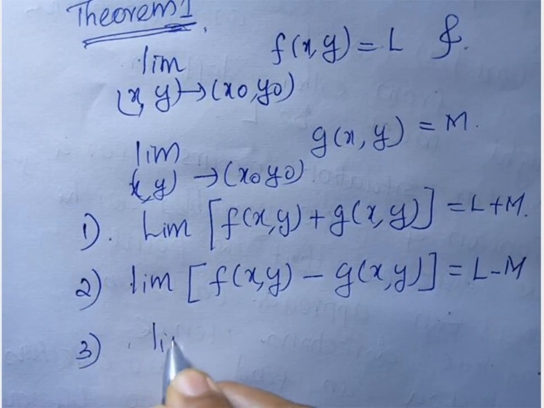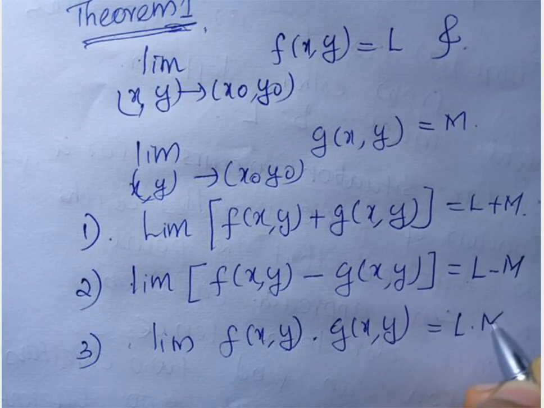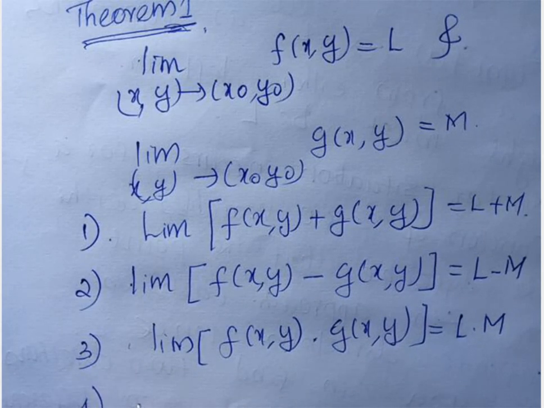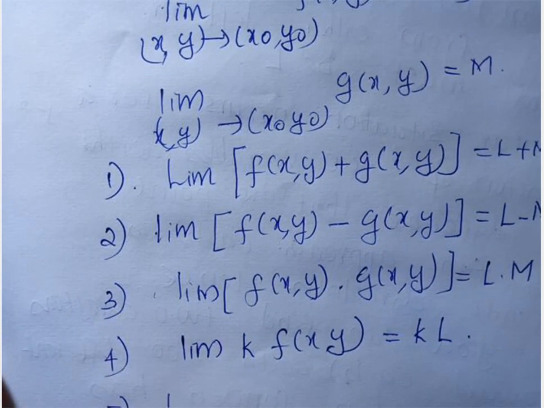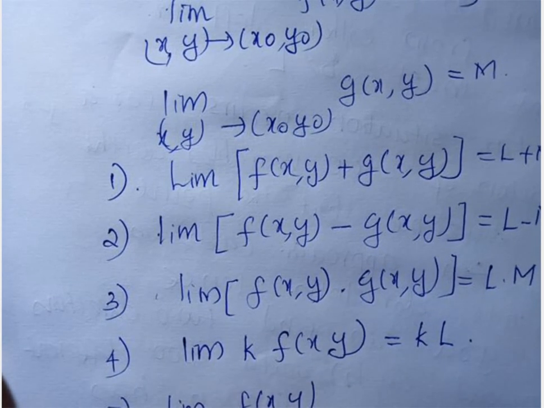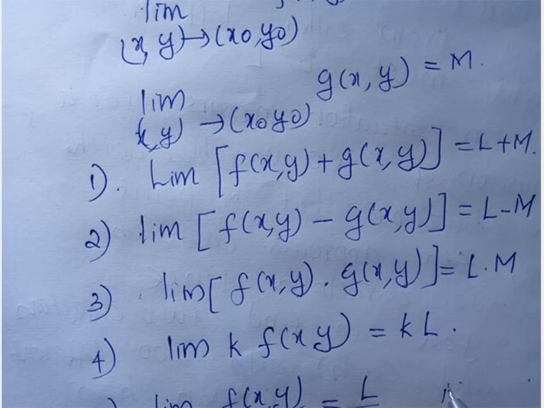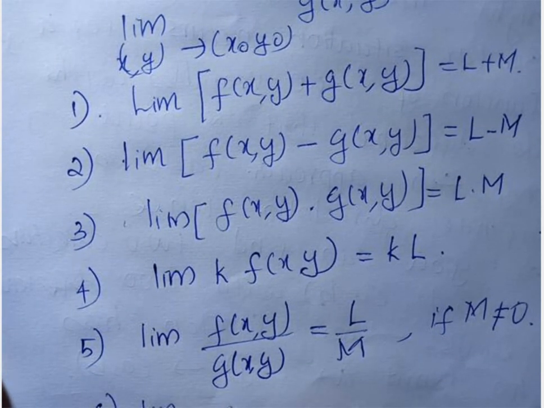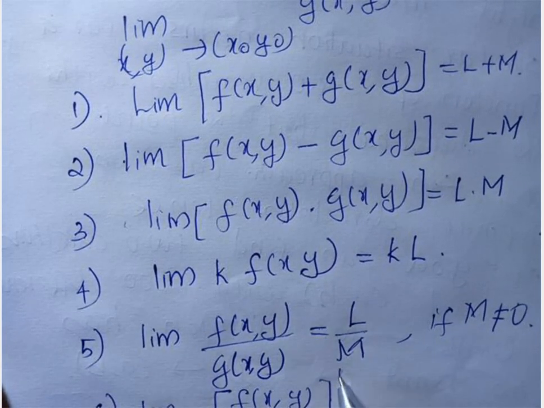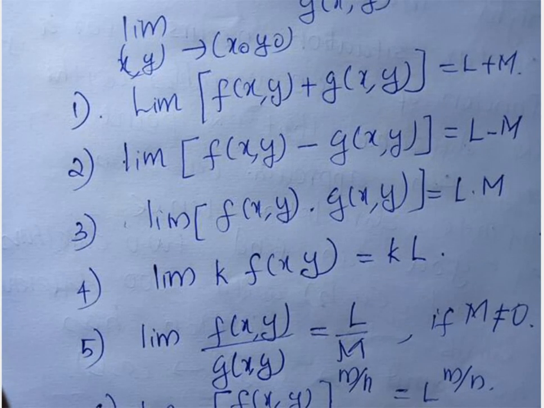Product rule: limit of f of (x,y) times g of (x,y) is equal to L times M, right? The fourth one is the constant multiple: limit of k times f of (x,y) is equal to k times L. And the fifth one, the quotient rule: limit of f of (x,y) divided by g of (x,y) equals L by M, provided that M is not equal to 0. And also one more result: limit of f of (x,y) whole raised to m by n equals L raised to m by n, provided L raised to m by n is a real number.